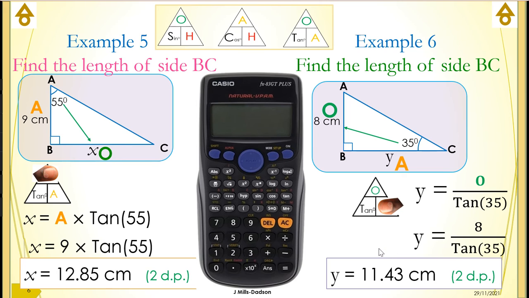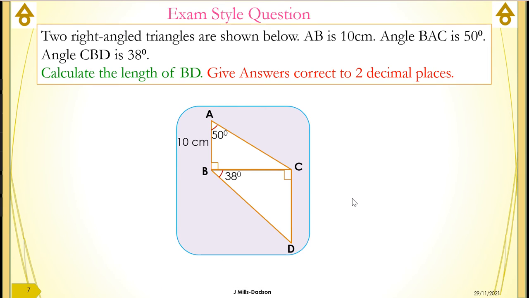Now we're going to look at an exam style question. Two right-angled triangles are shown below. AB is 10 cm, angle BAC is 50 degrees, angle CBD is 38 degrees. Calculate the length of BD, giving answers correct to 2 decimal places. As you read these questions, double check and see all the information on the diagram. If it is not, you have to label it. So AB is 10, this is it. BAC 50, that is it. CBD 38, CBD. So all information is there.